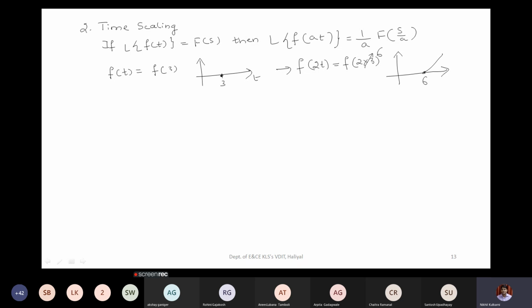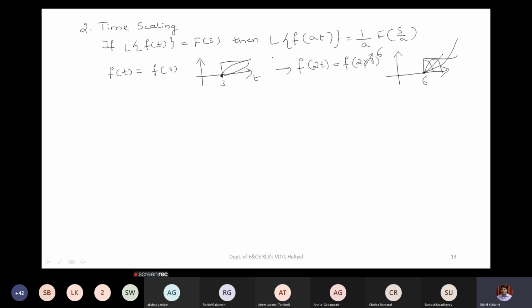It may be a ramp function, or a unit step function, or an exponentially increasing function, or a sine function, or a cosine function; any function which was supposed to start at this instant of time. Understood the meaning of time scaling? Yes, sir.